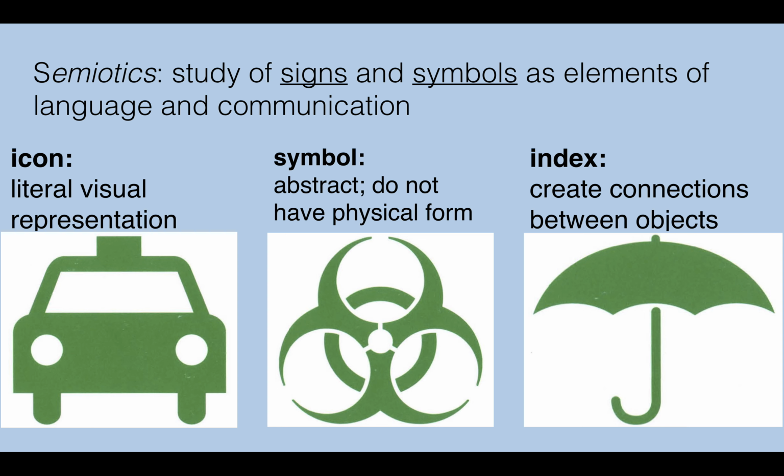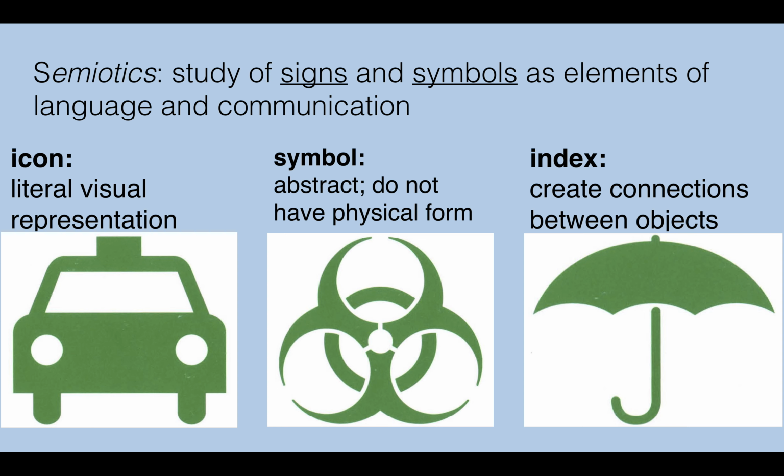In the middle is a symbol. Symbols are by definition more abstract and they do not have a physical form. This symbol is a bunch of green circles interlaid on top of one another. These various different circles put together make this biohazard symbol. Biohazard doesn't have a physical form. These circles interlaid upon one another make the symbol of a biohazard symbol.